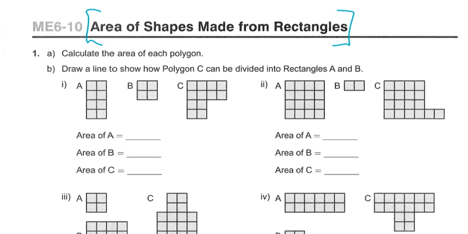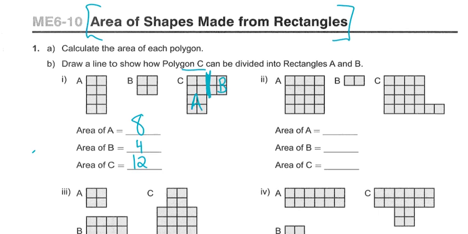So it says, for one, calculate the area of each polygon. Draw a line to show how polygon C can be divided into rectangles A and B. Well, the area of A happens to be 8 units. The area of B happens to be 4. And if I cut this C right here, you can see that this side is A and this side is B. So this must be 12, and it's 8 and 4 added together.